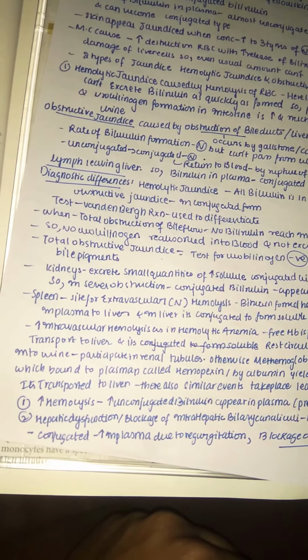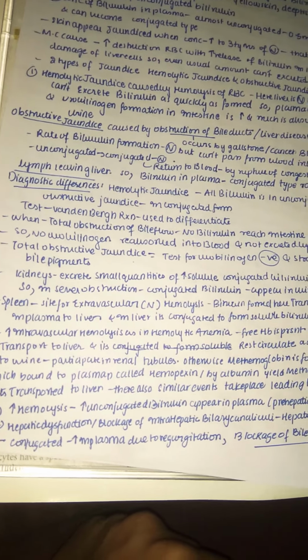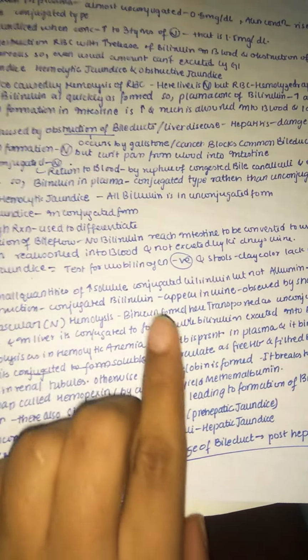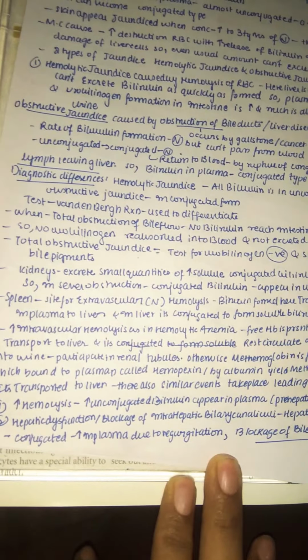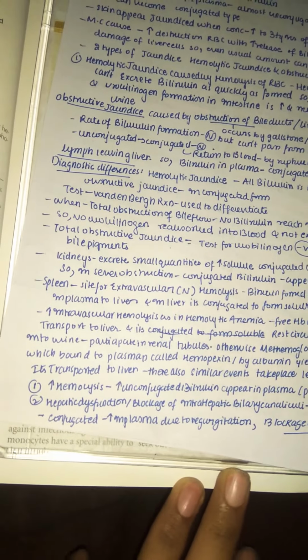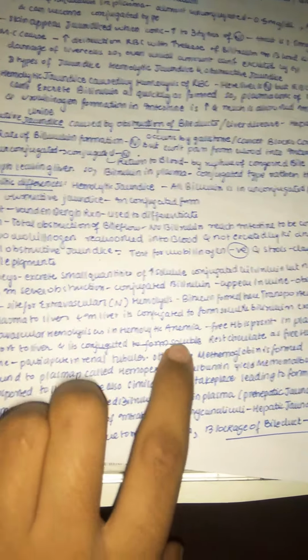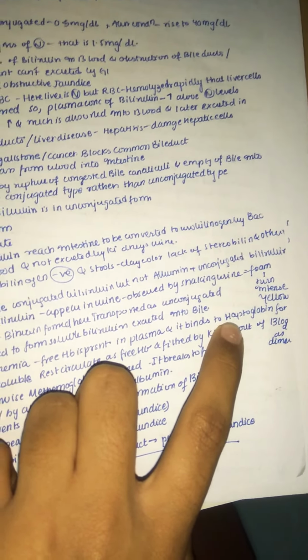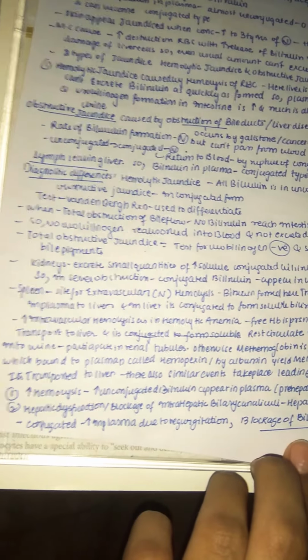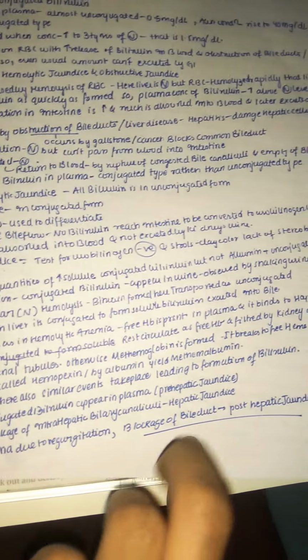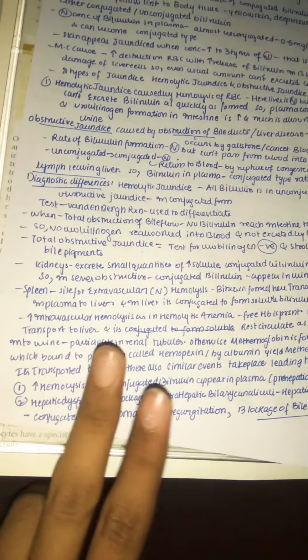So the spleen is the site for extravascular hemolysis. It's a normal site for extravascular hemolysis. So here the bilirubin is formed and it is transported as unconjugated into plasma to the liver, and then in the liver it is conjugated to form soluble bilirubin and it is excreted into the bile. So if there is higher intravascular hemolysis, as in hemolytic anemia, then free hemoglobin is present in the plasma and it binds to haptoglobin for transport to the liver, and the rest circulates as free hemoglobin and is filtered by the kidney out of the body as a dimer into the urine and precipitates in the renal tubules.